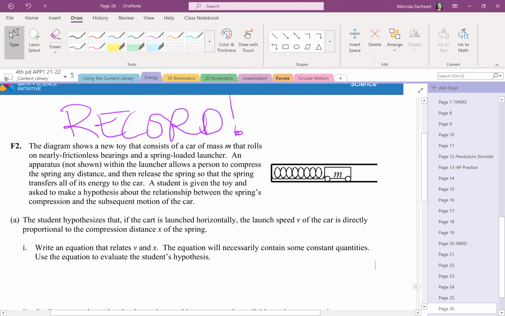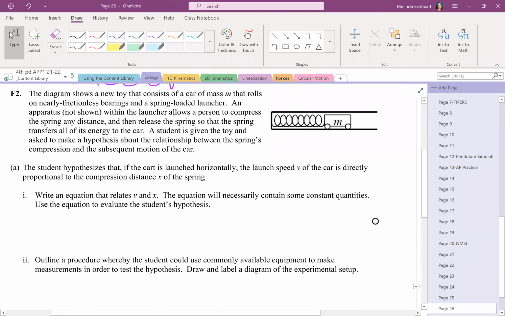All right, so with this question, F2 on page 26, again, similar to the lab in terms of big ideas. We've got a new toy that consists of a car, mass M, on a nearly frictionless bearing and in a spring-loaded launcher. Now, the question is, what does nearly mean? Do we still take into account? No, it's frictionless. Just go with that, okay? And so I'm just going to cross that out. We'll consider it frictionless.